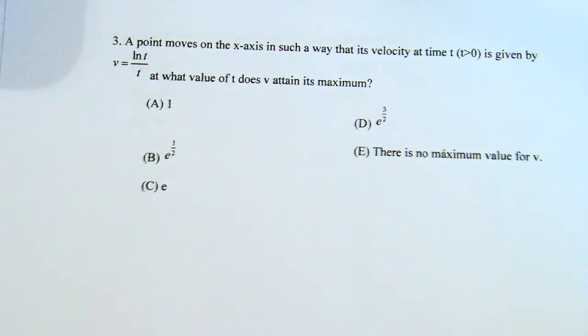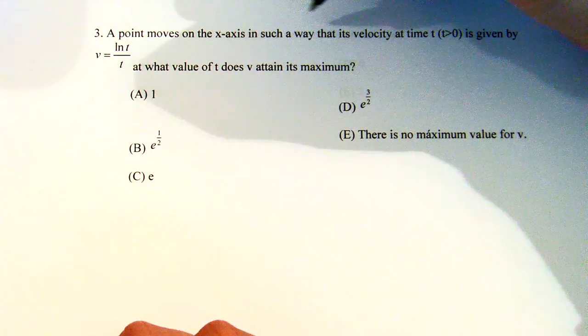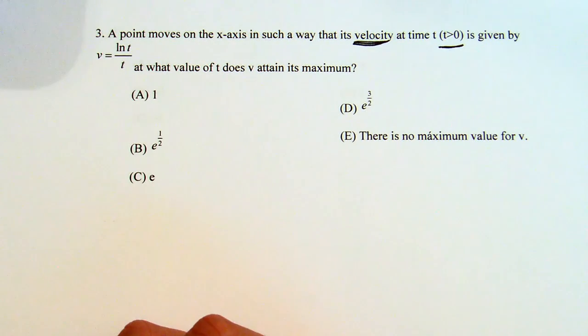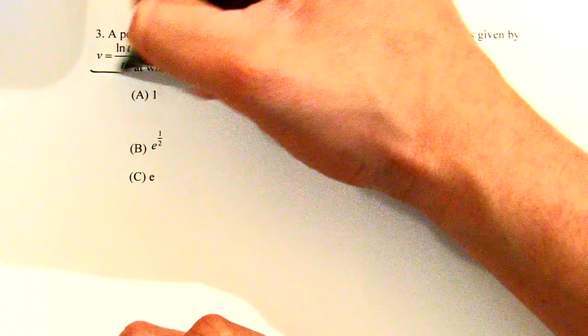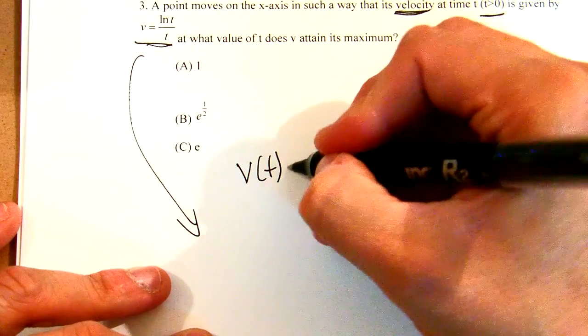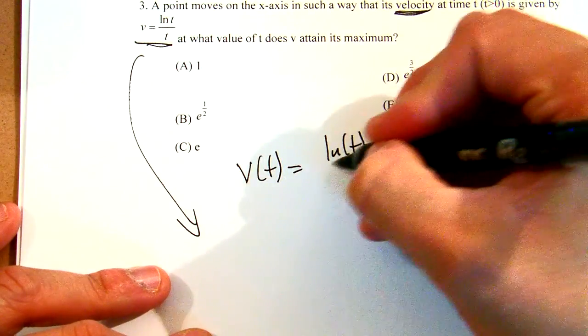In problem number 3, it says a point moves on the x-axis such that its velocity at time t, and this is important here, t is greater than 0, is given by this. So this is like some equation. Just to make note here, it says v equals this. It could also have been written v of t equals ln of t over t.